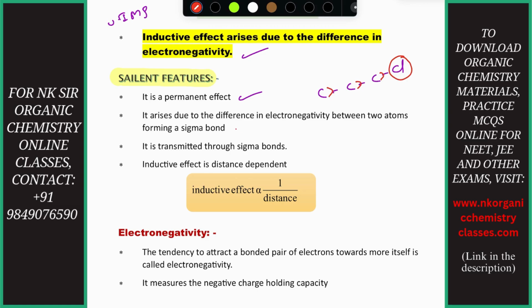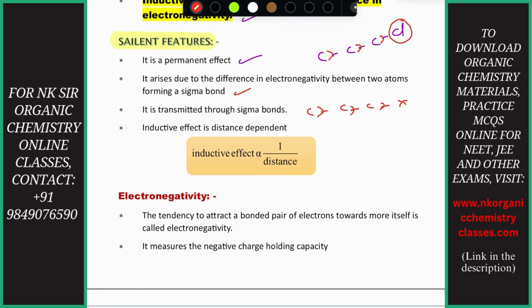Now, the second one you see, it is due to the difference in electronegativity. As I stated just now, the inductive effect is due to the difference in electronegativity. Then the next one you see here, it is transmitted through sigma bonds, correct? Now you see here, it is transmitted through sigma bonds only. All the sigma bond electrons will move towards the more electronegative halogen.